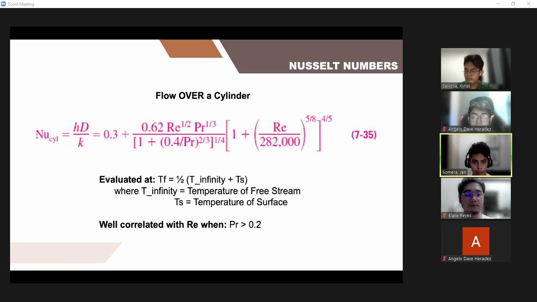Churchill and Bernstein proposed a relation for the Nusselt number of a cross flow over a cylinder. This is seen in equation 7-35 in Cengel's heat transfer textbook. This correlation agrees well with Reynolds number data and Prandtl number greater than 0.2. Fluid properties from this equation are evaluated at the film temperature, Tf, or the average temperature of the free stream, T infinity, and the surface temperature, Ts. This is shown as follows.